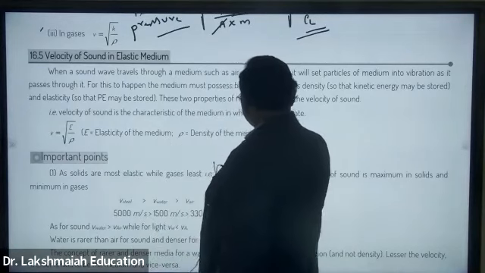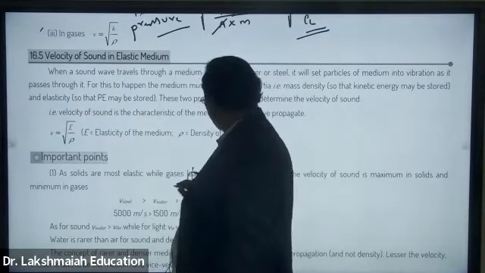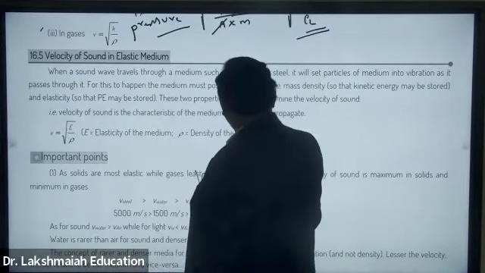Okay, right. Next. Elasticity is more in solids than in liquids, than in gases. So velocity of sound in steel is 5000 meter per second, in water 1500 meter per second, in air 330 meter per second. Why? Because sound waves are mechanical waves.